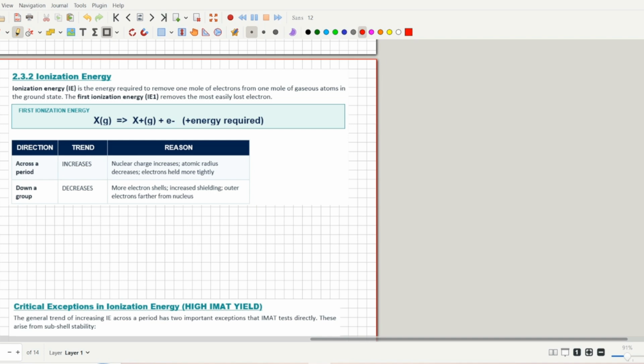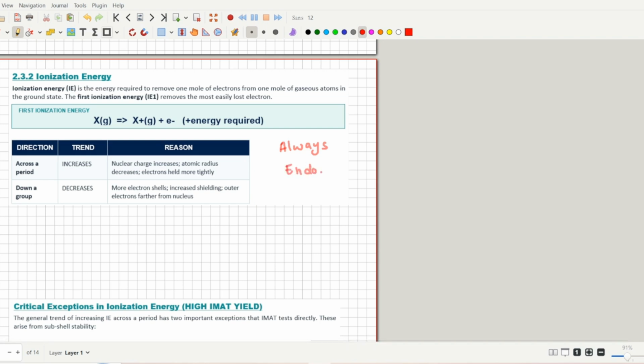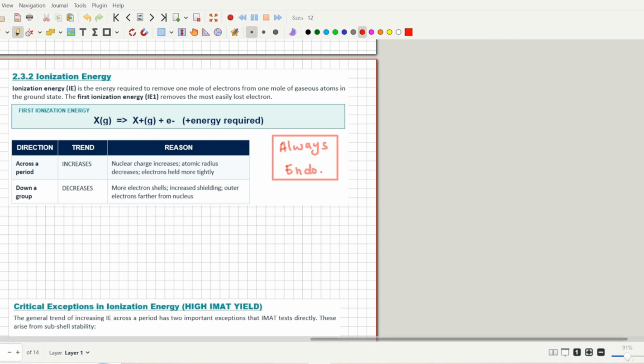When an electron is removed, energy is required. That's why ionization energy is always endothermic. Ionization energy can never be exothermic. It is never exothermic. Energy is always required, energy is absorbed by the atom when ionization happens. As you can see, X was a neutral atom, and when an electron was removed, it had a positive charge. It was in the gaseous state, and energy was required and absorbed by the atom.